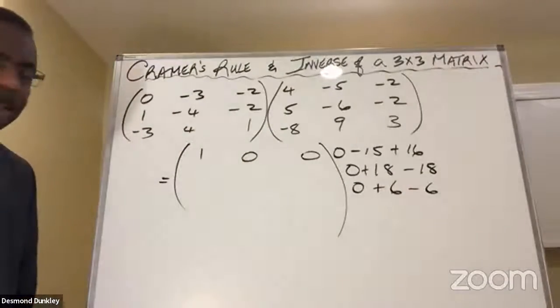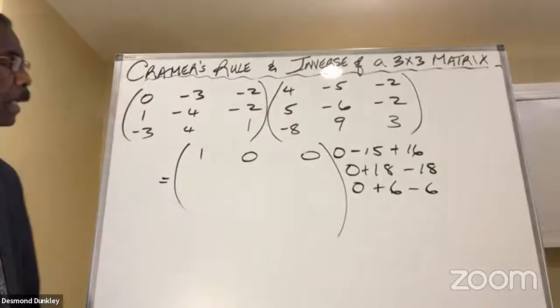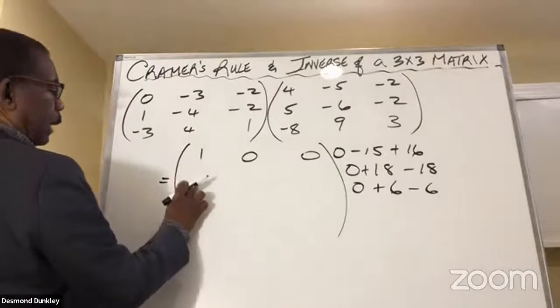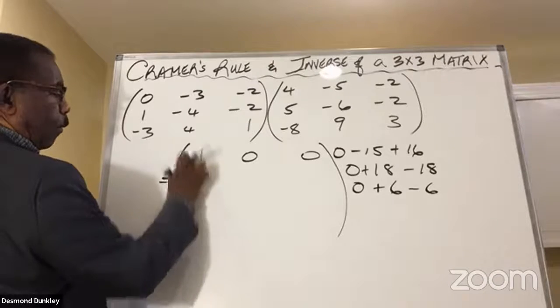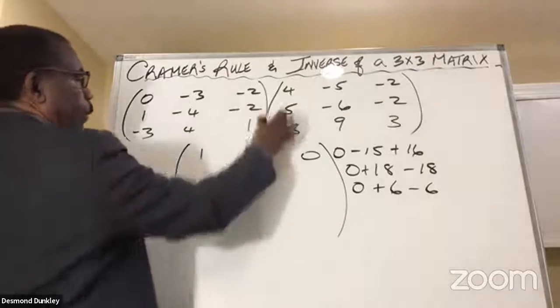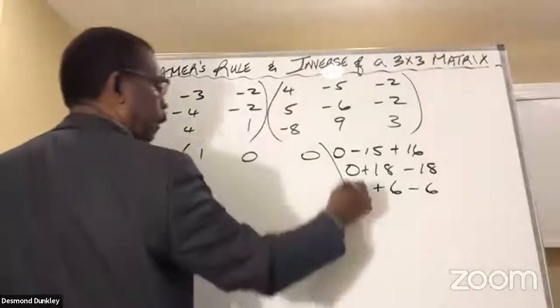So that's a great start. The first row looks beautiful. Let's go to the second row. So this is going to be the 2, 1 entry, second row, first column. 1 times 4, 4.